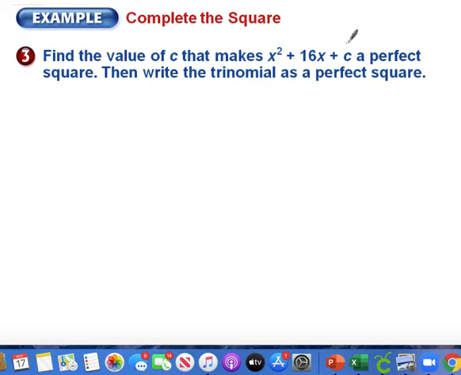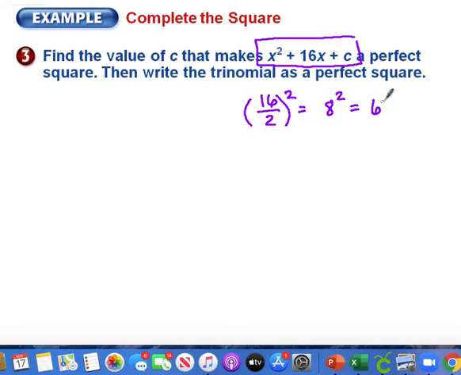So if I'm looking at this equation here, it says, what can I make C to make a perfect square? So I'm going to start with my B term. I'm going to divide my B by 2, and I'm going to square it. That's going to give me 8, and 8 squared is 64. So for this to be a perfect square trinomial, my C would have to be 64.